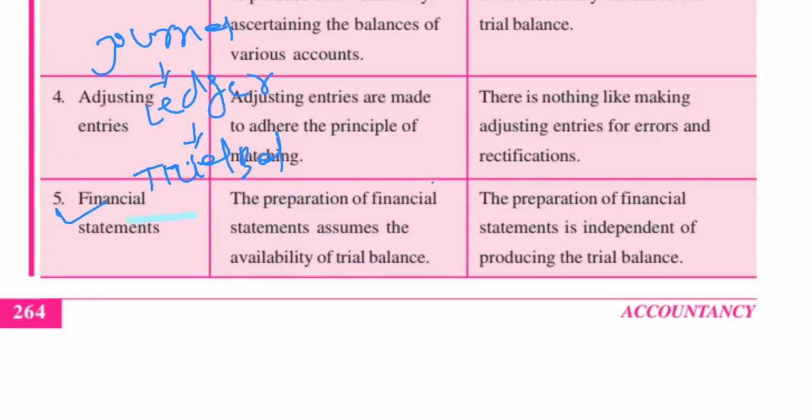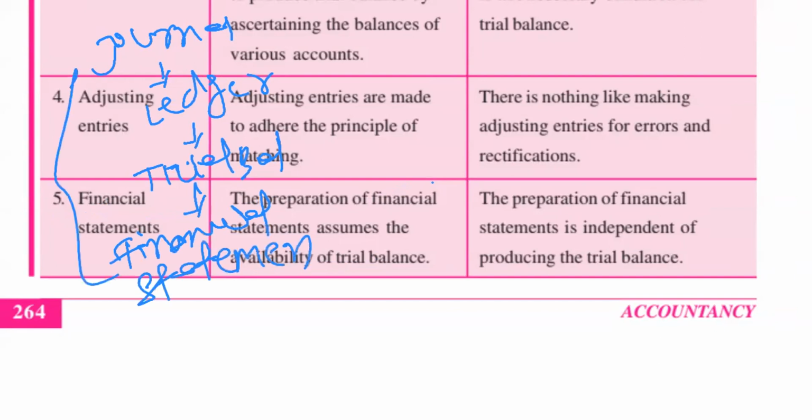It means that you will prepare the financial statements after that. All these statements have to be prepared compulsorily under the manual system. Journal, then ledger, then trial balance, then financial statements. It means to prepare the financial statements, you must have a trial balance under the manual system.